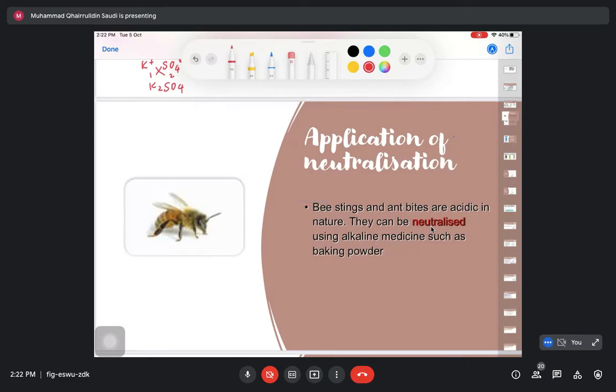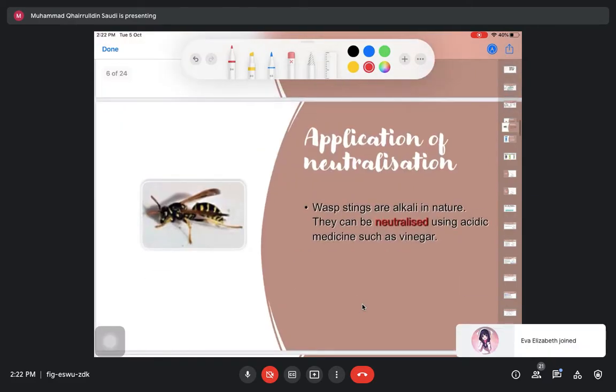So you won't feel corrosion, tak rasa dah all the acid and alkali properties, because they are neither acid nor alkali. They are covalent compounds. Next one is wasps. Wasp stings are alkaline in nature. So bila dia alkali, kita nak neutralizekan dia, kita guna acidic substance such as vinegar.